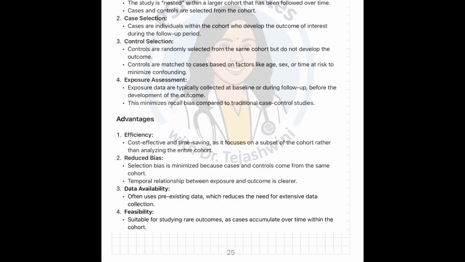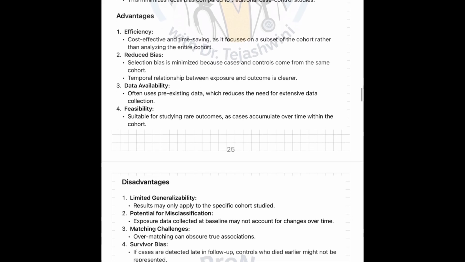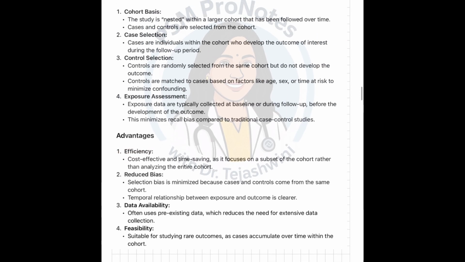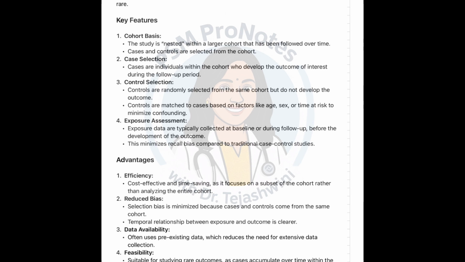Key features of a nested case control study. Cohort basis. In a nested case control study, the study is nested within a larger cohort that has already been followed over time. This means that the cases and controls are selected from the same cohort, which is beneficial for ensuring a fair comparison and minimizing biases that could arise from using external controls. Case selection. The cases are individuals within the cohort who develop the disease or outcome of interest during the follow-up period. For instance, in a study on lung cancer, the cases would be participants in the cohort who were diagnosed with lung cancer over the study period.